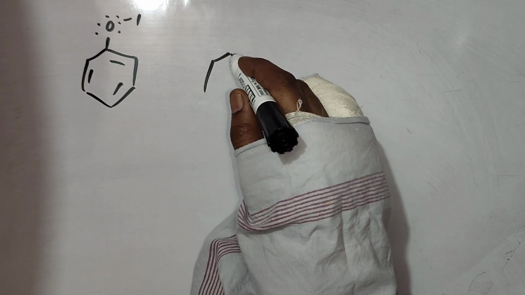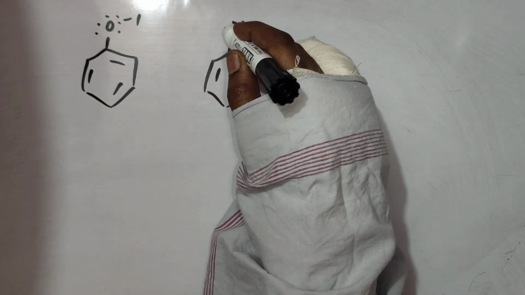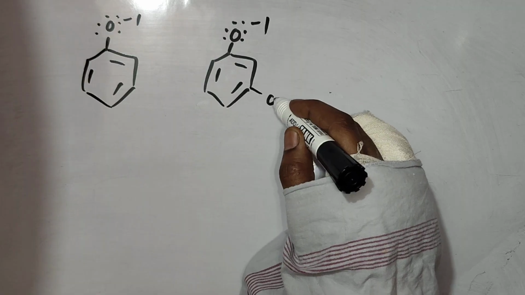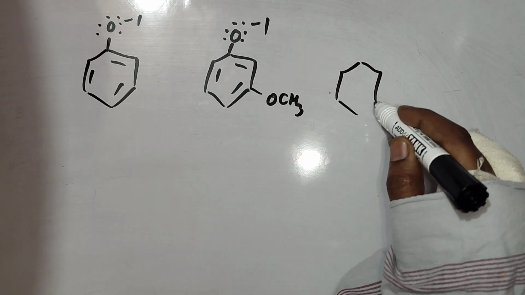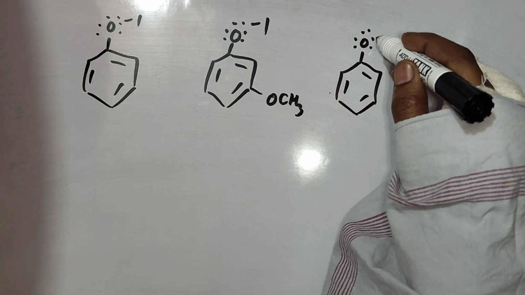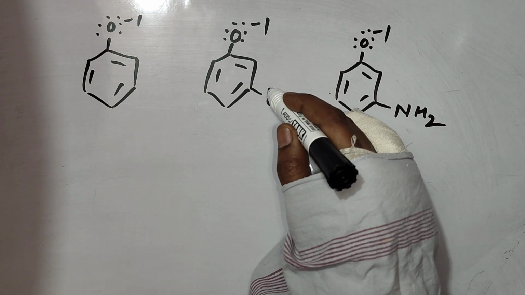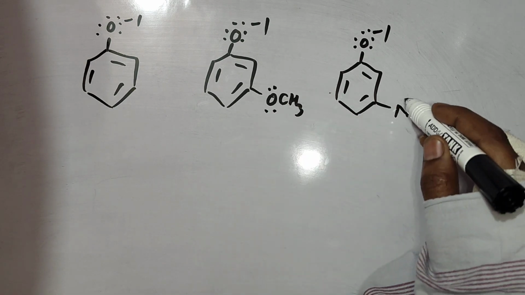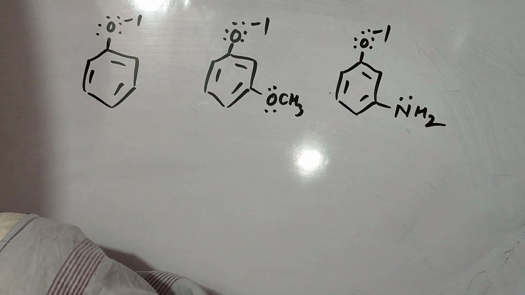Same technique. Make anions of the molecules. This is the anion of meta-methoxyphenol, which are generated after loss of H positive. Lone pairs are available on oxygen and on nitrogen. That's good. So we will compare their stabilities.